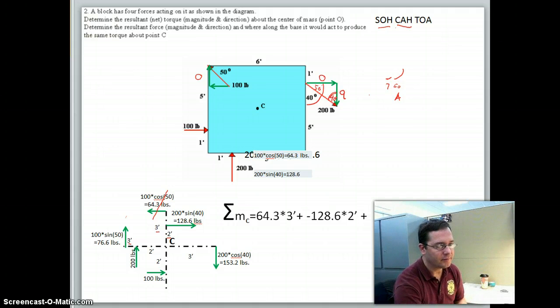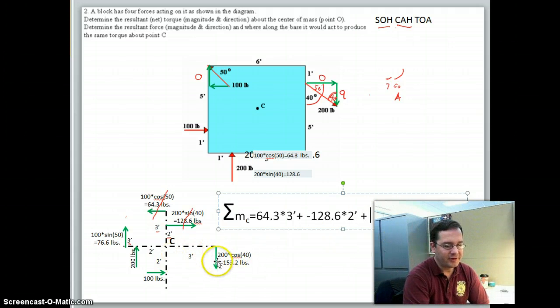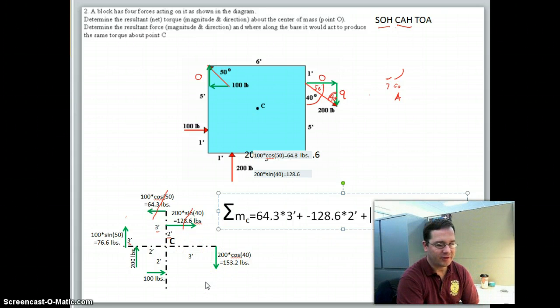Okay, and again, we'll strike that so we know that we're done with it. Okay, what's next? Let's take a look at this one over here. This vector is 3 feet from C, and it's pointing downward. It's going to have a tendency to produce a clockwise rotation, so again, that'll be a negative number, negative 153.2 times 3 feet.